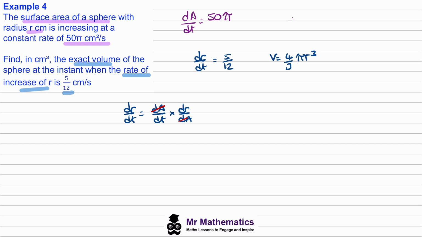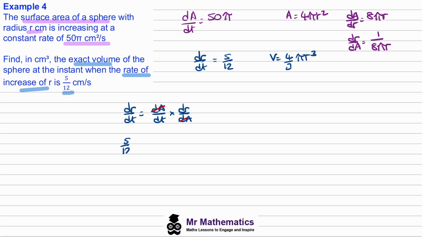So we need to find dr by dA. And we know the area of a sphere is 4 pi r squared. So if we differentiate this with respect to r, then we'll get 8 pi r. So dr by dA will be the reciprocal of this, 1 over 8 pi r. So we've got dA by dt, we'll substitute that into here, and we've got dr by dA, which we'll substitute into here. And we know that this is 5 over 12.